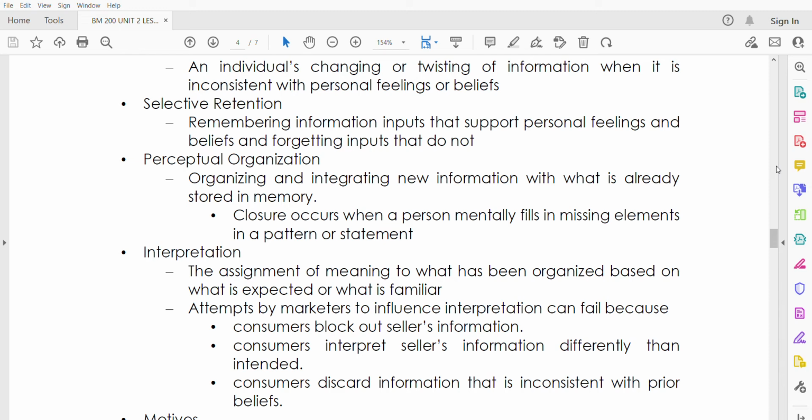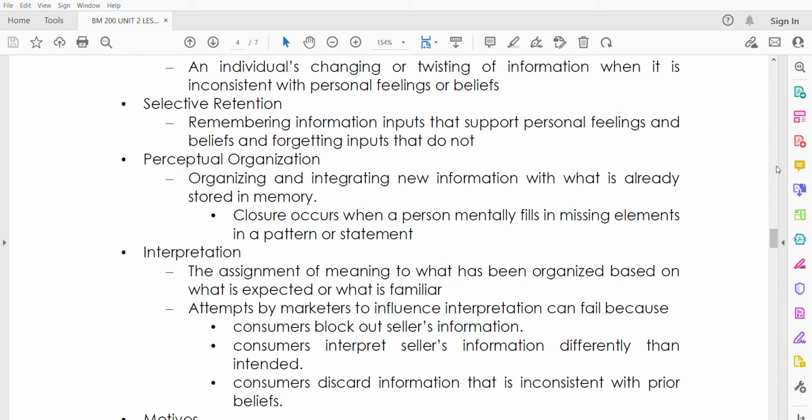Then we also have perceptual organization, organizing and integrating new information with what is already stored in memory. Closure occurs when a person mentally fills in missing elements in a pattern or statement. So in perceptual organization, we organize and integrate new information. We already have stored memory in our brain about the specific product. And then we learn of new things, so we organize and integrate them. So the missing elements about that specific product get filled in our brain.